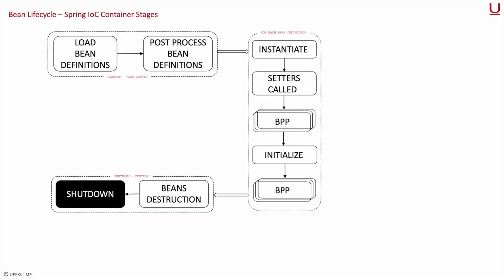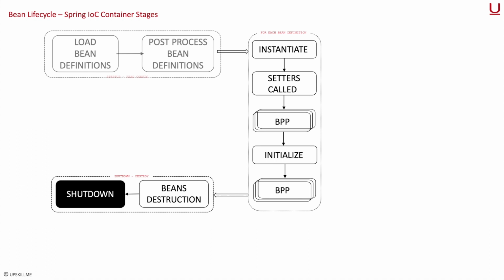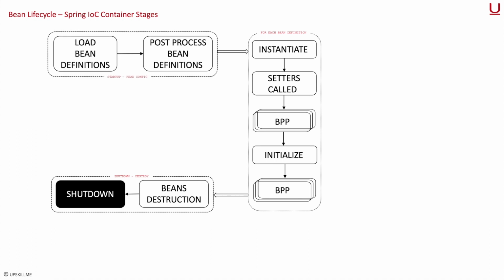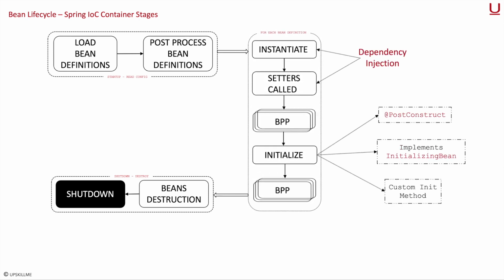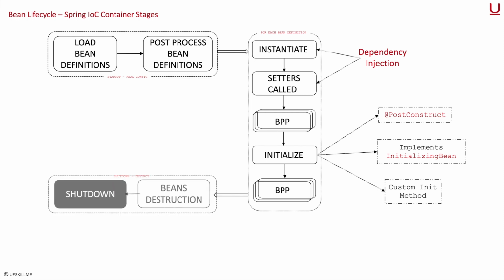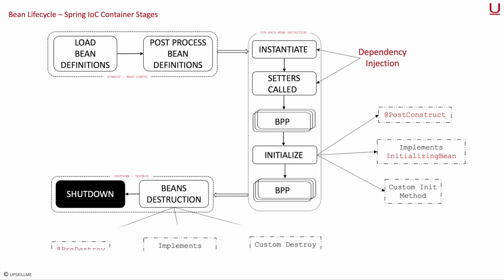Coming back to the bean's lifecycle, this diagram conceptually shows the stages a Spring IOC container goes through during the lifetime of an application. The first step is to load and post-process all the bean definitions. Next, the beans are instantiated, dependency injection is performed, and the beans are initialized. Lastly, after a JVM shutdown is triggered, the Spring IOC container goes through the shutdown process.